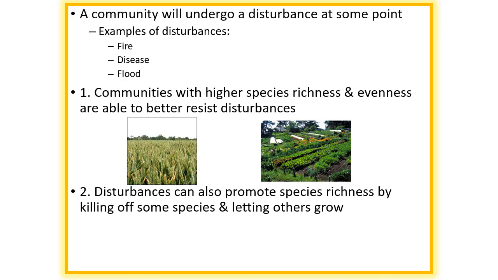A community will undergo a disturbance at some point. Examples of disturbances are fire, diseases, flood, etc. Communities with higher species richness and evenness, though, are able to better resist the disturbances. Disturbances can also promote species richness by killing off some species and letting some new ones grow.